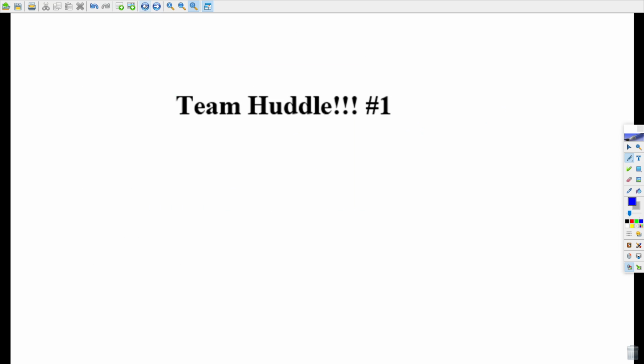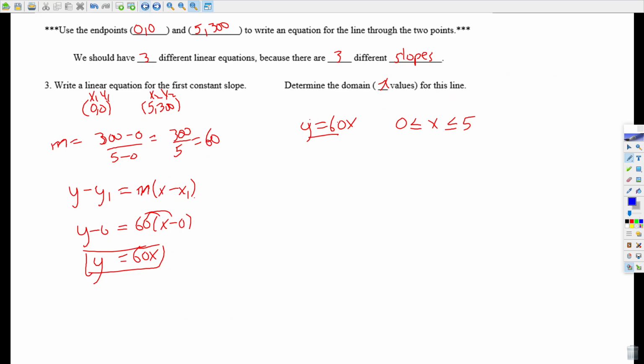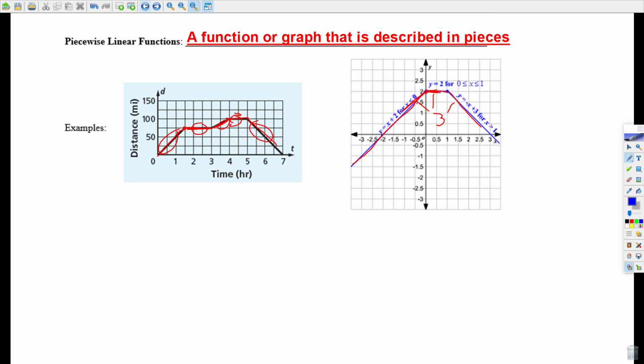But that's it for 3.2 day 2. 3.4 day 2 is pretty short. It's also only one problem. But after this, we'll move on to 3.5.